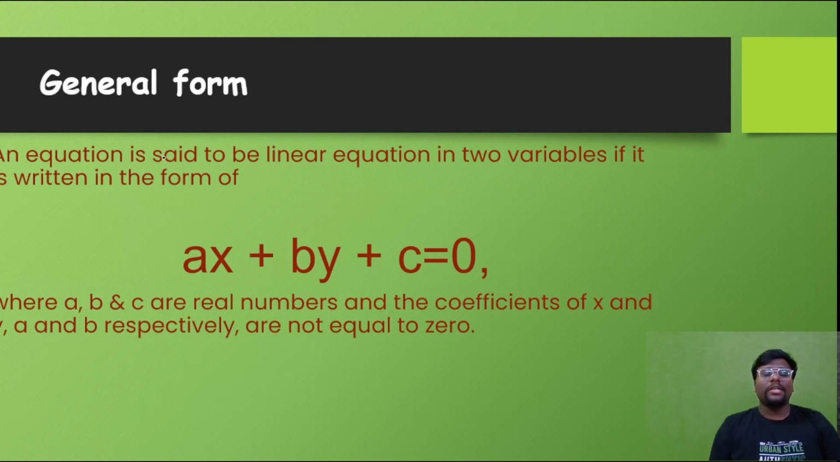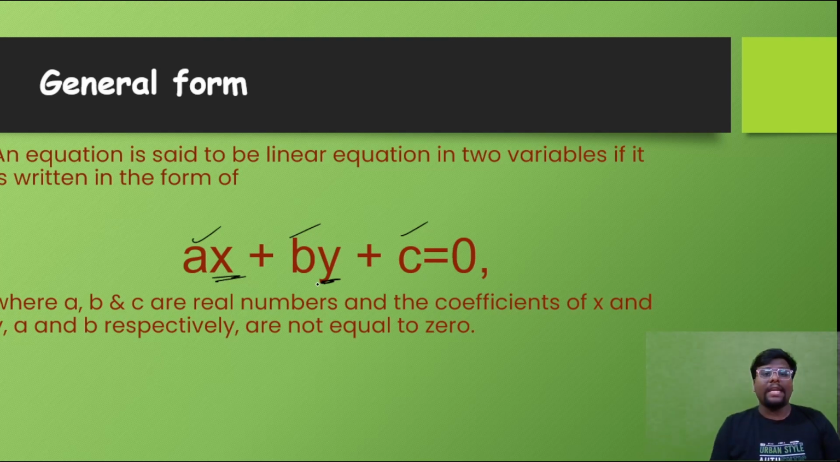Now, when we talk about the general form, it comes as ax plus by plus c equals 0. Whenever we write a linear equation in two variables, we should write it in this form, right? Now, what are a, b, and c? These are real numbers. All of a, b, and c are real numbers. a is the coefficient of x and b is the coefficient of y, right? Does c have an algebraic or a variable coefficient? No. So c is just a constant. Correct? a, b, c, all are real numbers.